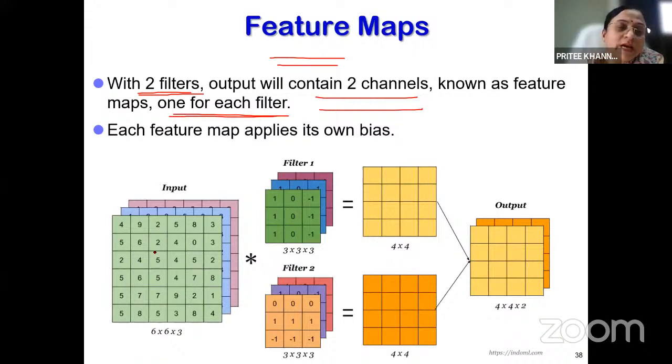Here you can see another example. This is your input image with red, blue and green channels. This is your filter number 1 and this is your filter number 2. Filter number 1 gives you this one map, which is nothing but a feature map. When you do this convolution process, you get this feature map, with these weights plus this bias. The second filter again gives you a feature map.